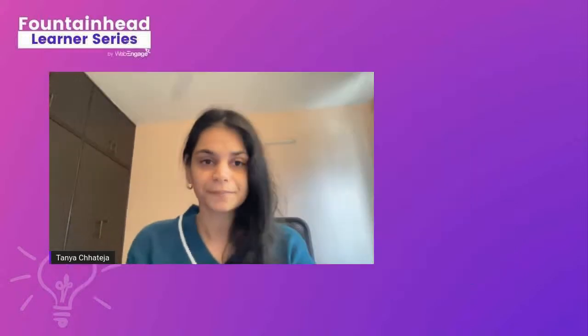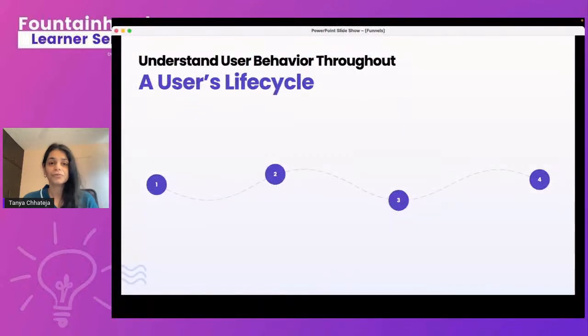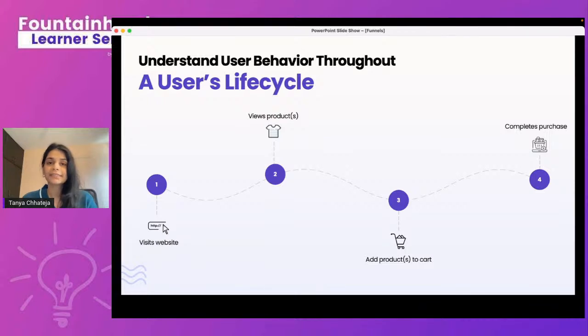So let's get started. Now, before I jump into the funnel and the funnel analysis, I would want to take this example to help you understand how a user's life cycle looks like and what are the different steps a user takes in this life cycle. So, for example, let's say for step one, the user visits your website. As step two, the user views a product or products. Step three is that the user adds the product or the products to your cart. And step four is the user completes his or her purchase.